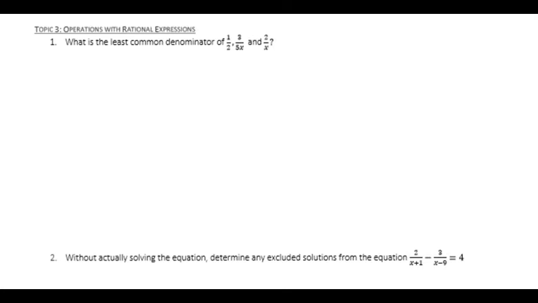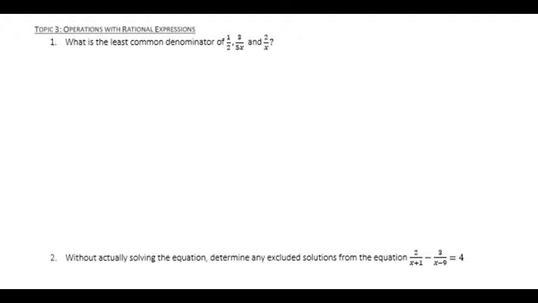Hi guys, this is your video for review for topic 3, which is operations with rational expressions. This tends to be the topic that you guys have the most trouble with. So the first two questions are pretty basic, and then we're going to get into those longer problems that involve a lot of factoring. Okay, so question number 1 says, what is the least common denominator of these first fractions?